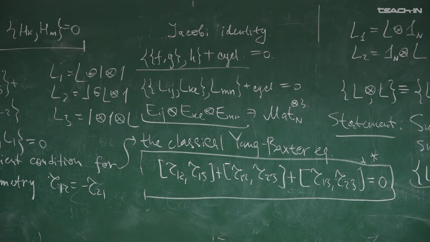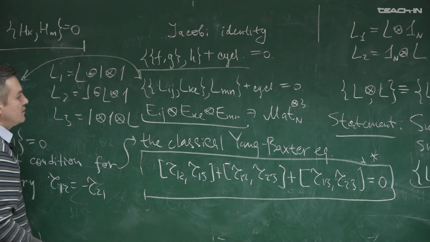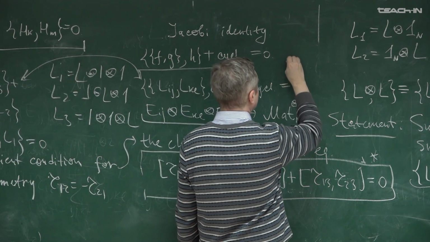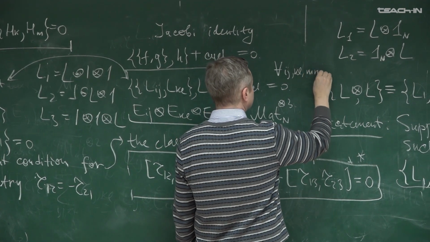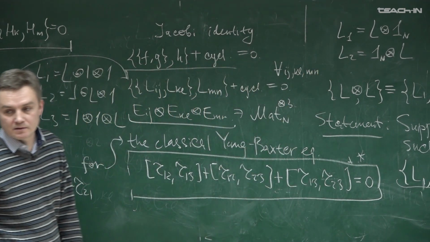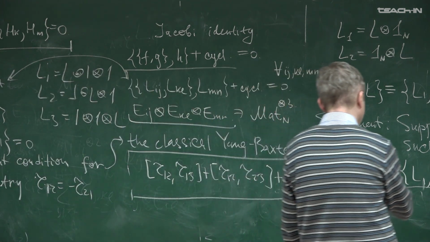Is it now clear or not? So you mean this equation and that equation are the same thing? Yes, this is the same thing. So we should put them for any I, J, K, L, M, N. Sorry, but where we connect the L and the R matrix? Where are they related? Only there? Yes, they are related like this.